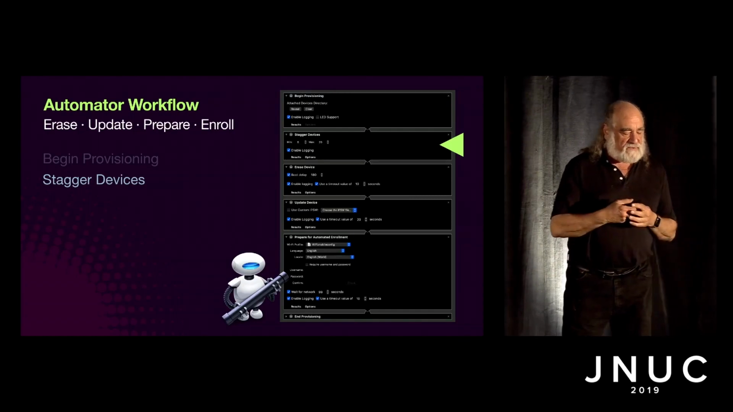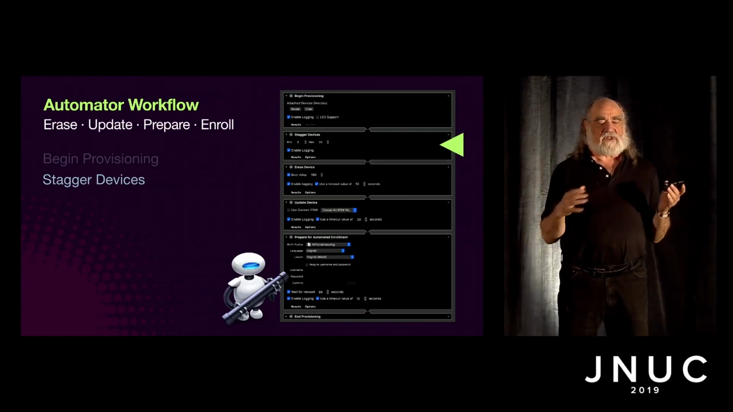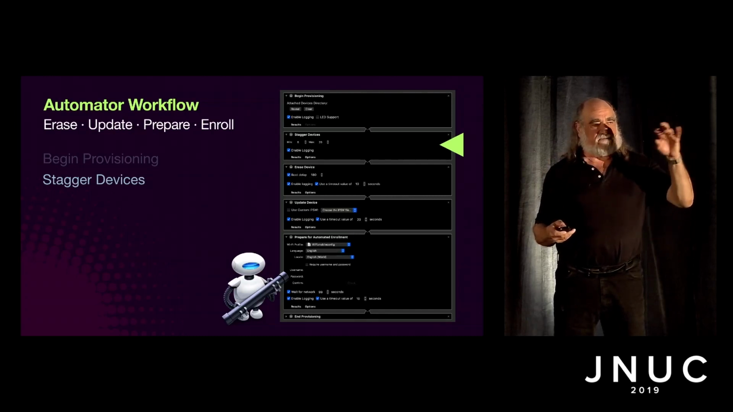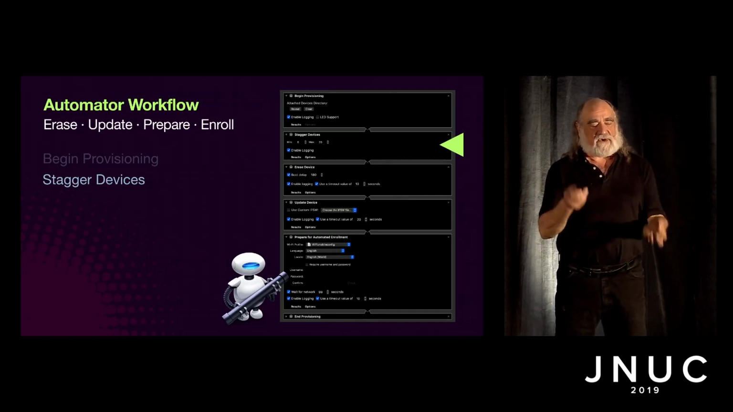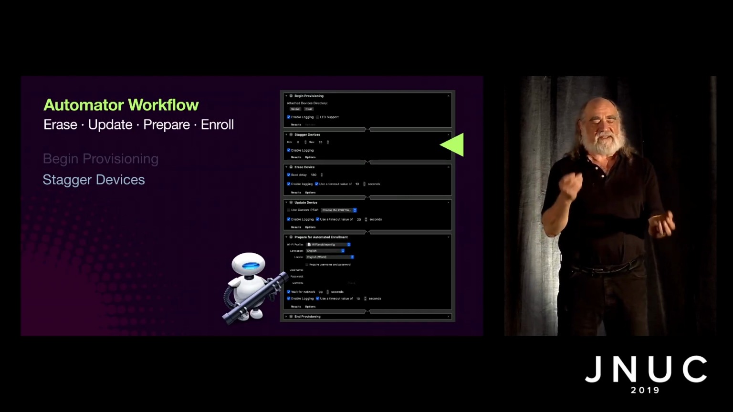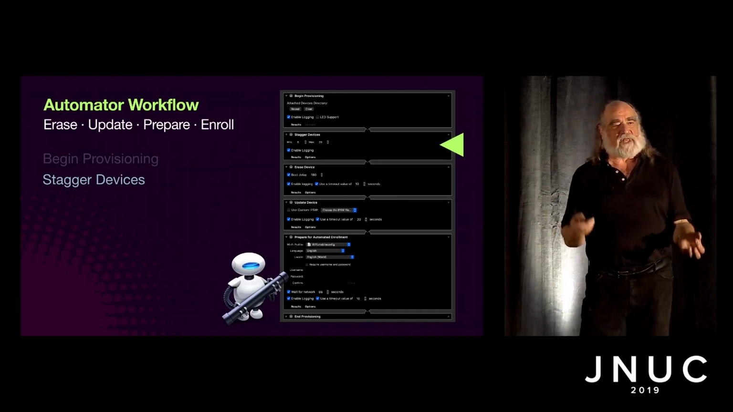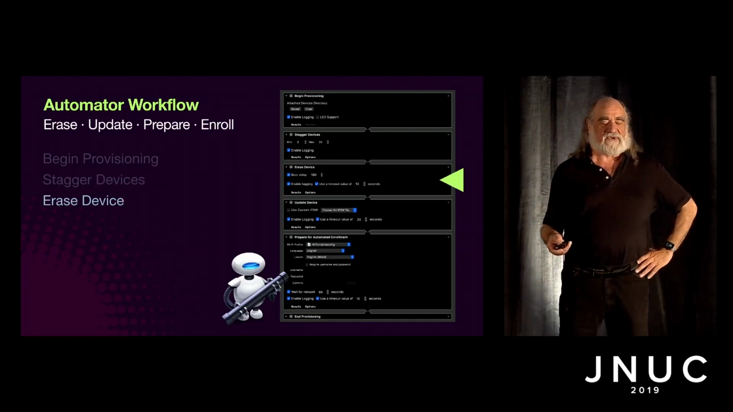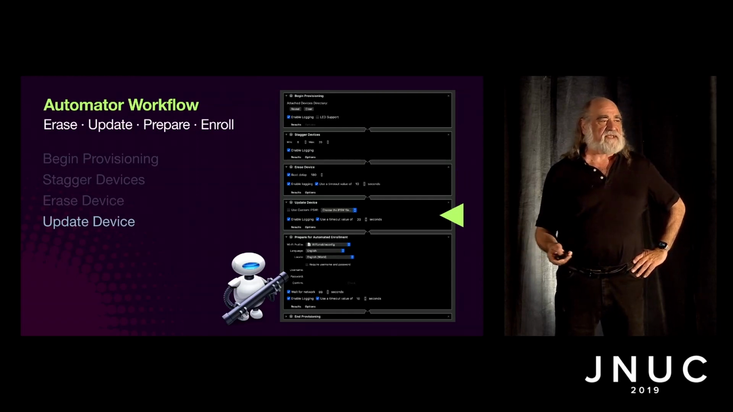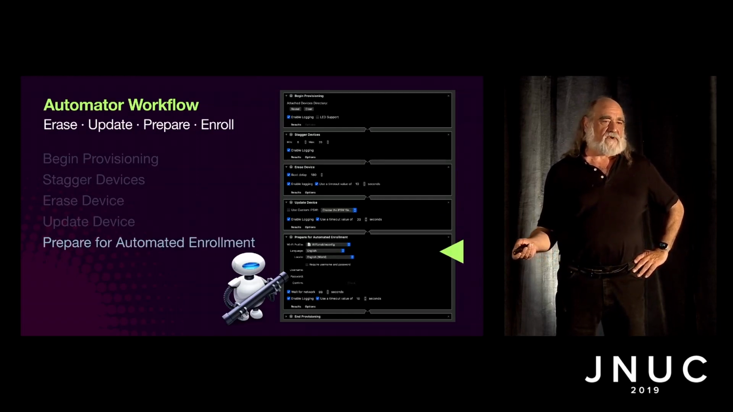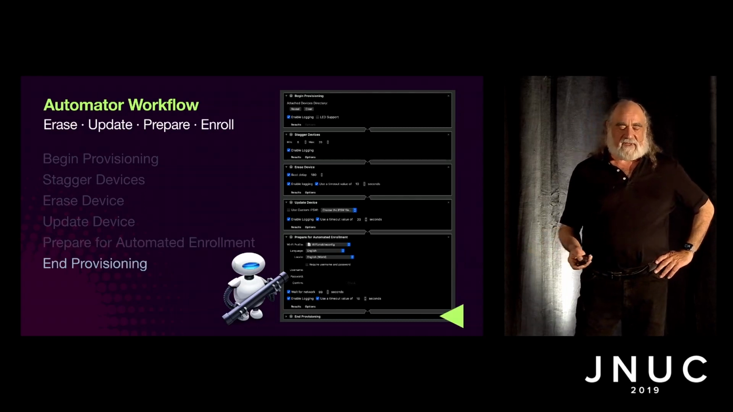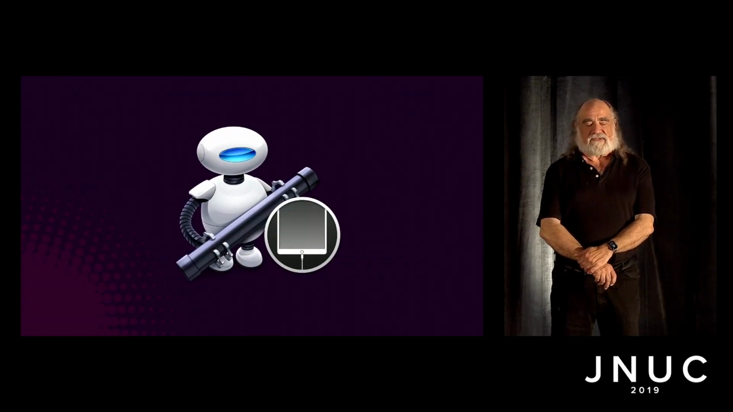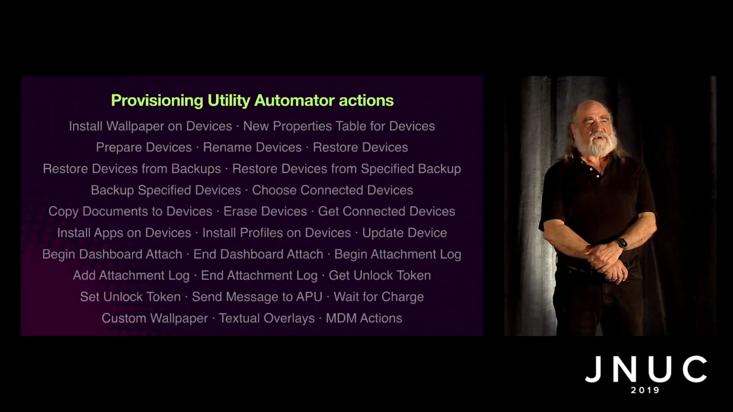Then, in order to keep the USB bus from being overloaded, this stagger devices action allows the different devices to be juggled so that not 10 or 15 devices are being processed at once. It's more like 5 or 6 devices. So it keeps the devices from overloading the computer. Then here's a typical erase, a typical system update, prepare for automated enrollment as well. Then end provisioning. This would be a standard workflow, and when this runs, it automatically does that for you.